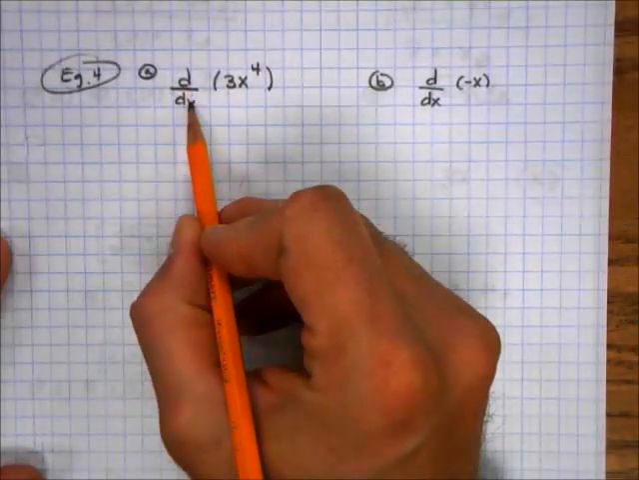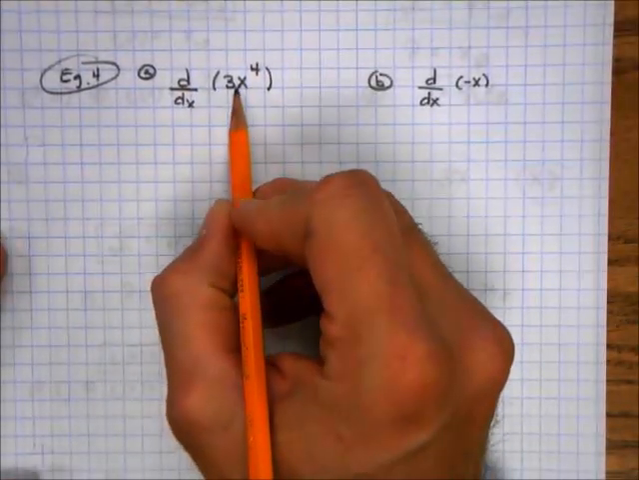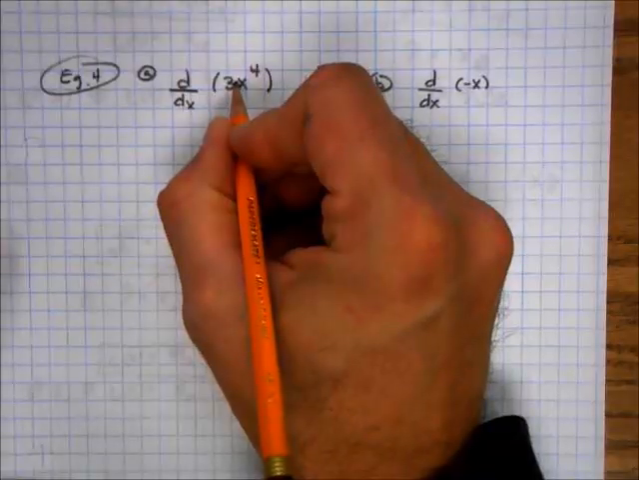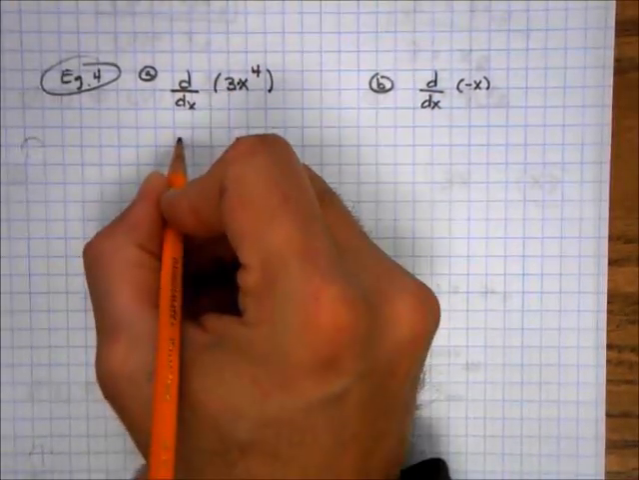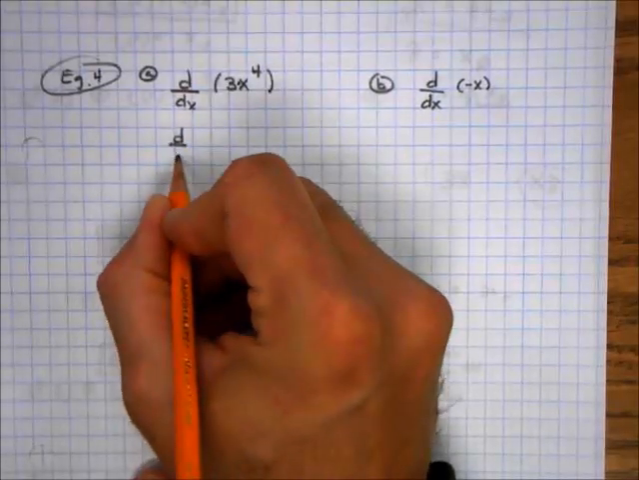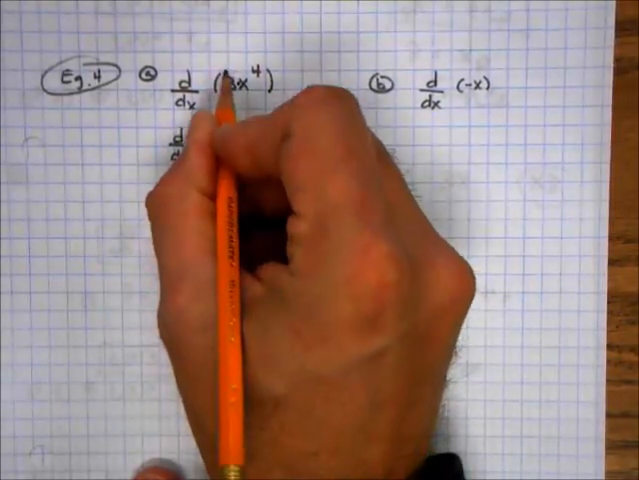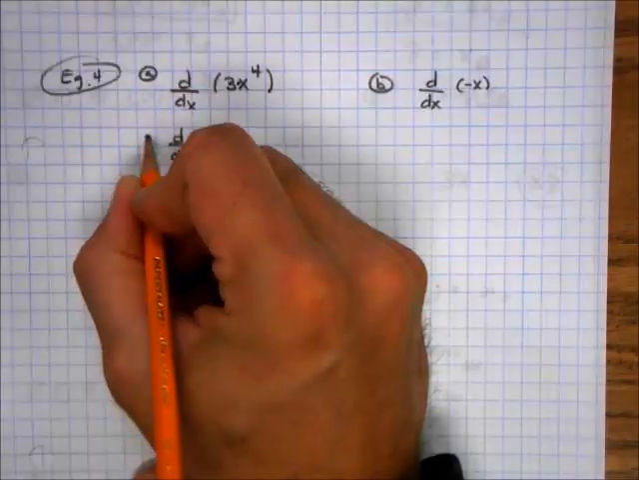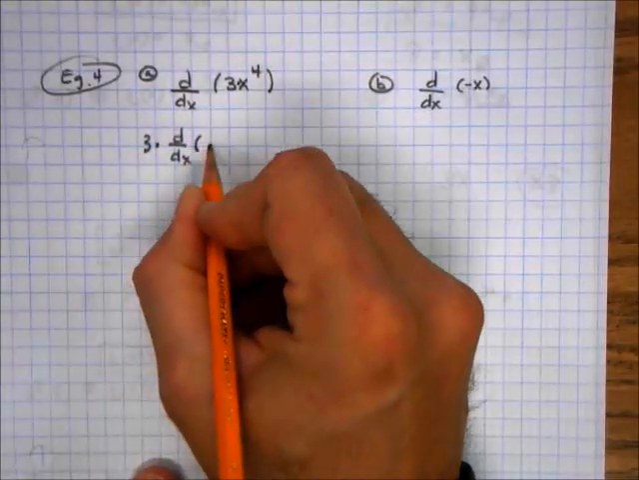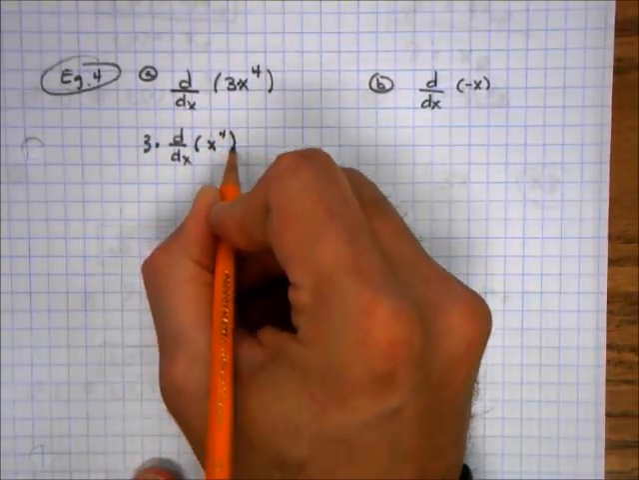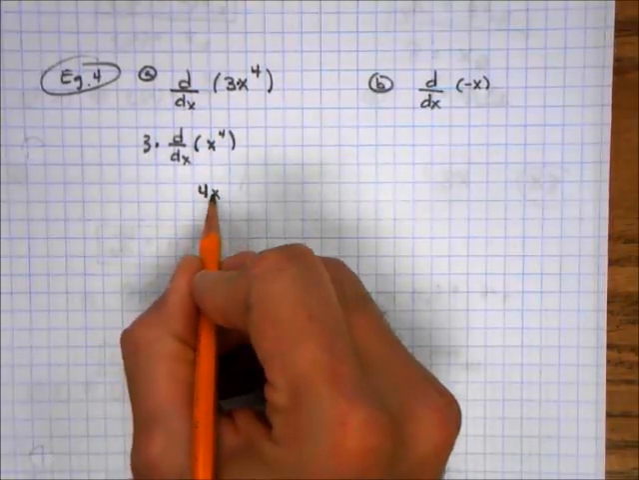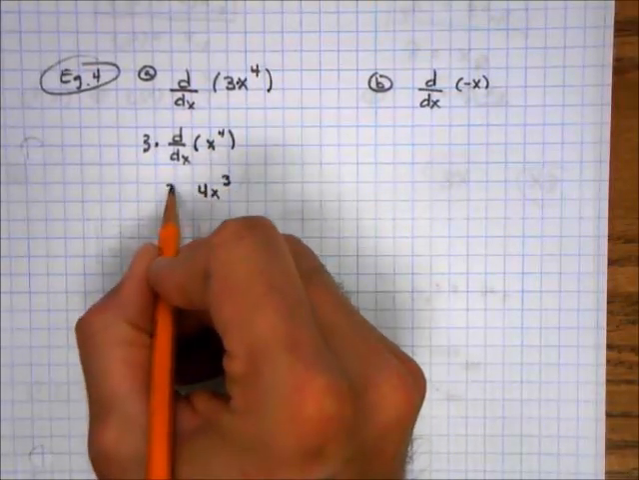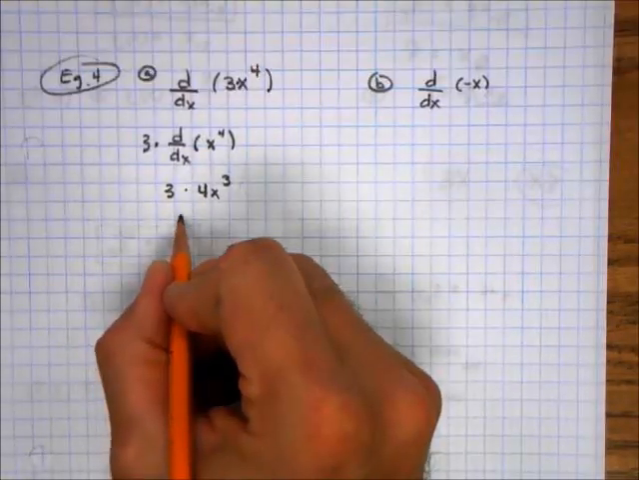The derivative with respect to x of this function, that's called a coefficient. And what we're going to do is rewrite this. The derivative with respect to x, the constant, the coefficient can go all the way out front, and then we're just taking the derivative of x to the fourth. Okay, now the derivative of x to the fourth is 4x cubed, and then times that by 3, and you get 12x cubed.